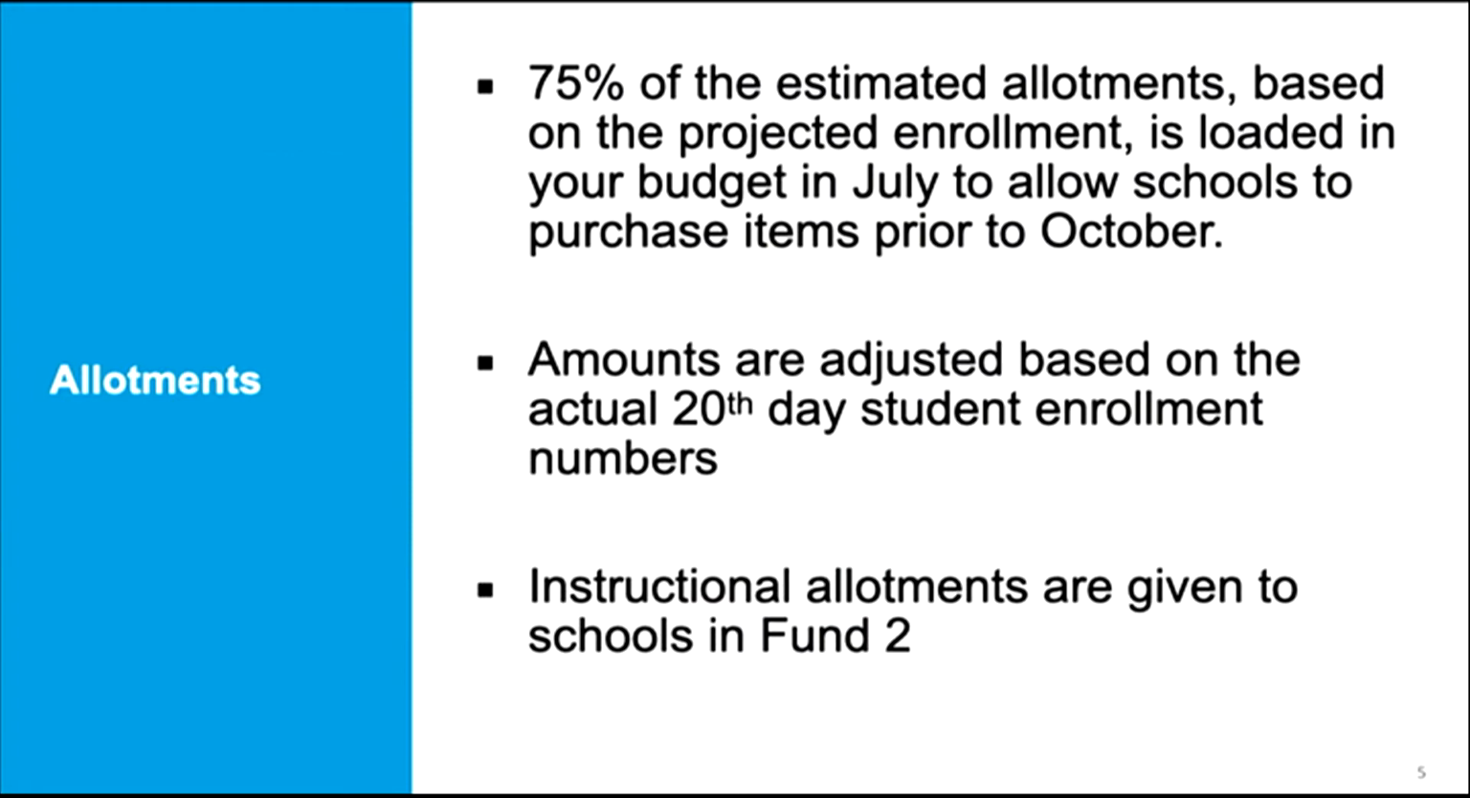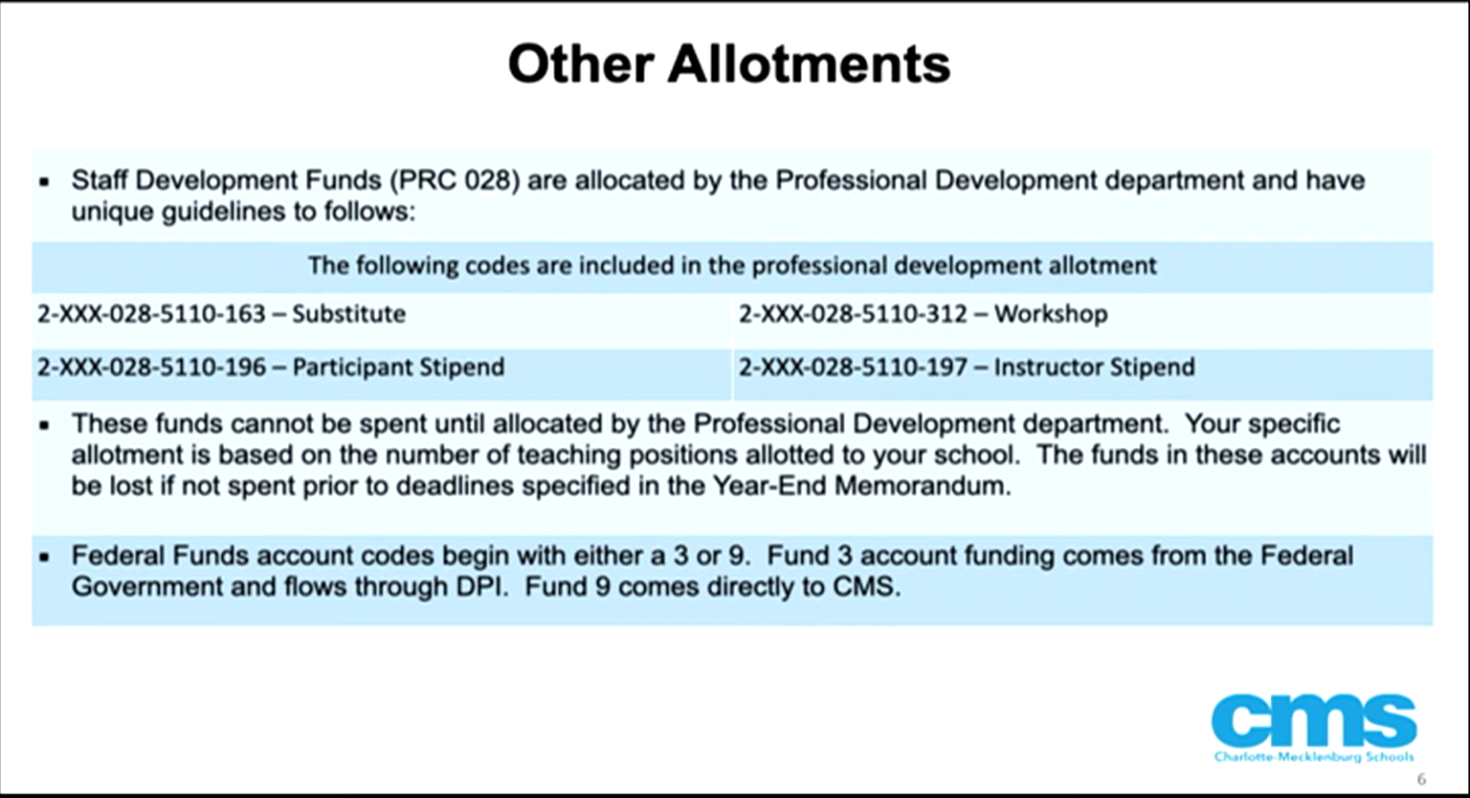Allotments are normally given at 75% of your estimated allotment and your projected enrollment. They will be adjusted after the 20th day based on the student enrollment numbers. Instructional allotments are given to schools in Fund 2. All other allotments, as you can see on this slide, for staff development, are placed in PRC 028. And then we gave you a couple of examples in the middle of the page for professional development.